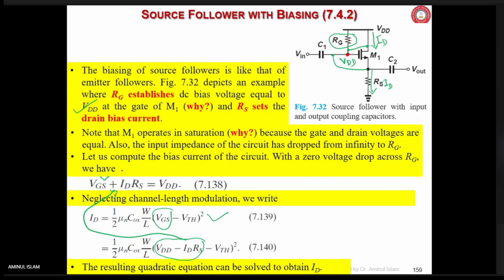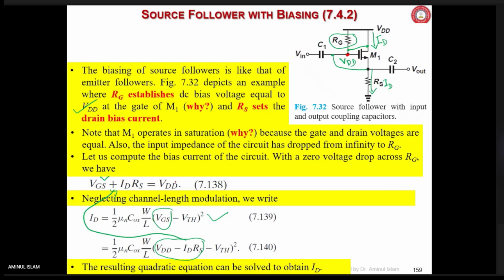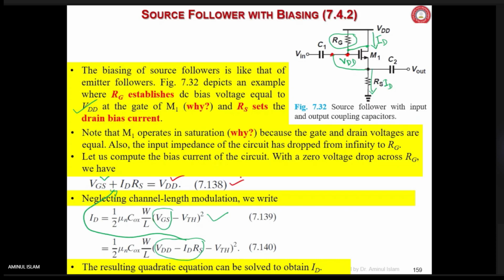Okay. Let us now compute the bias current of the circuit. With a 0 voltage drop across RG, we have VGS plus ID RS equals VDD. This voltage is VDD. Okay. VD equals VGS, the gate to source voltage of M1, plus ID multiplied by RS. I think there is no doubt about this.